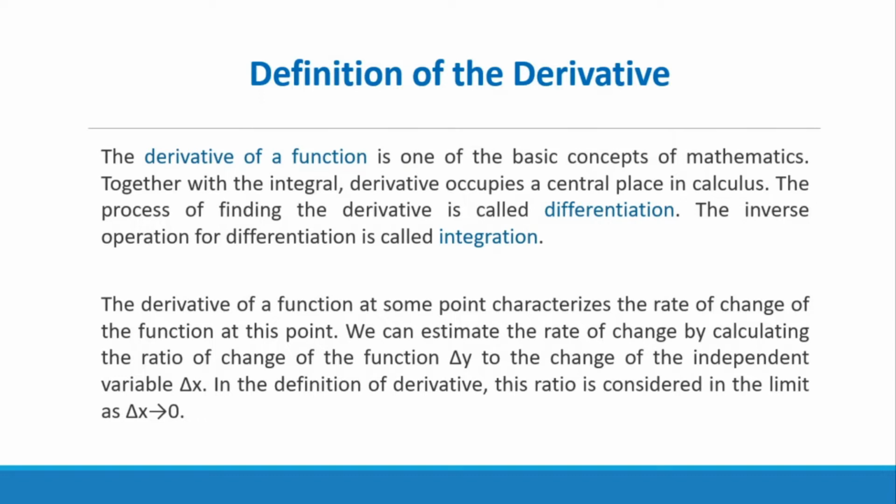The derivative of a function at some point characterizes the rate of change of the function at this point. We can estimate the rate of change by calculating the ratio of the change of the function, delta y, to the change of the independent variable, delta x. In the definition of the derivative, this ratio is considered in the limit as delta x approaches 0.